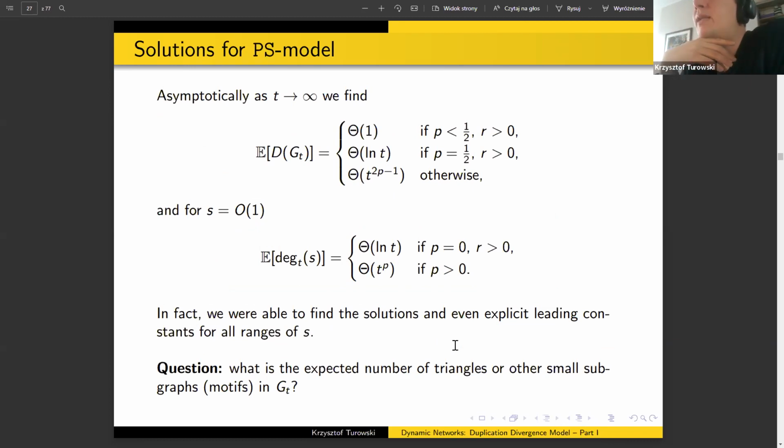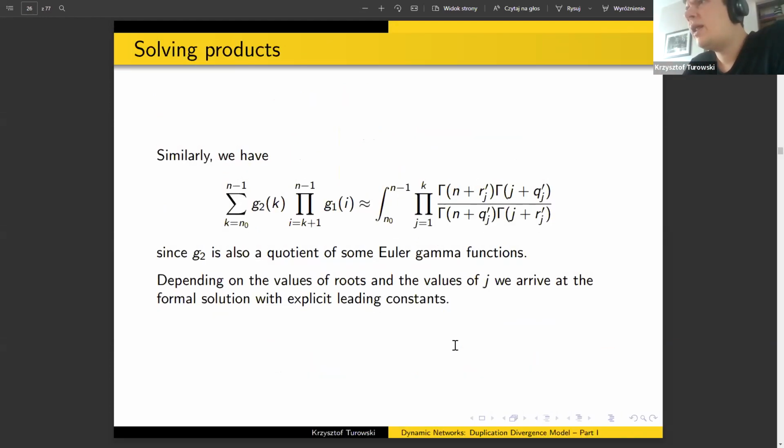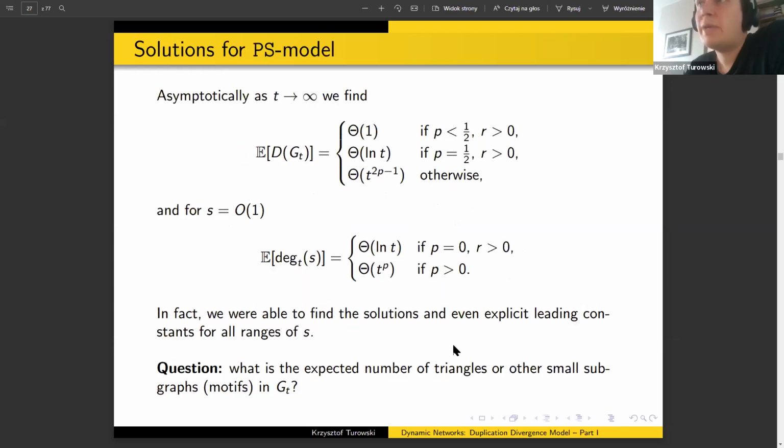So for example, whenever p is less than 1/2, there will always be certain constant terms present, and they would dominate. And if p is equal to 1/2, then due to this integral, we have an integral of something which is proportional to 1/t. So we get a logarithm. And similarly for vertices, we can find as well, and here for vertices S, which are at the beginning of the graph, so there are some constants, we can find that they either behave proportionally to a logarithm or to t to the p.